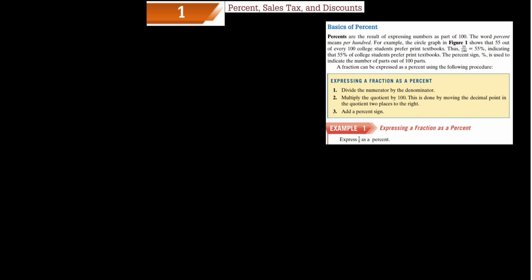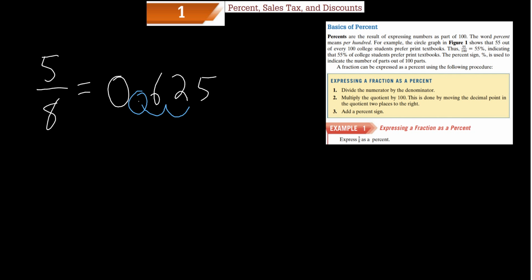So this reads: express 5/8 as a percent. Number one, express 5/8 as a percent. So 5/8 as a decimal is 0.625. Now, looking at step two, we multiply the quotient by 100. You can take that number and multiply by 100, or, as it says, this is done by moving the decimal point in the quotient two places to the right. So we take this decimal and move it two places to the right, and it becomes 62.5, and then it says add a percent sign.